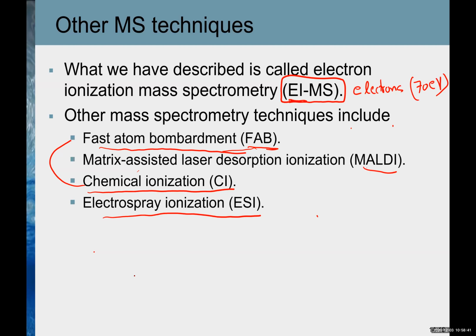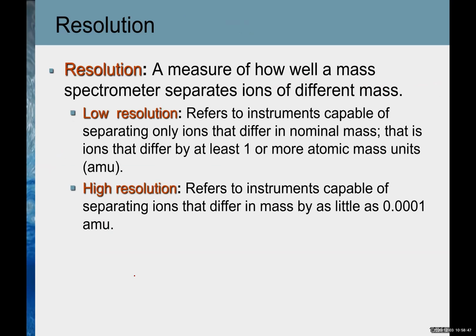But there's a little bit more to it. There are two important factors after we conduct an experiment. The first factor is resolution. Resolution means how well a mass spectrometer separates ions of different masses. There are two kinds of spectrometer: low resolution spectrometers, which are found in most common labs, are capable of separating ions which differ in nominal mass. That is, the mass has to be separated by 1 AMU.